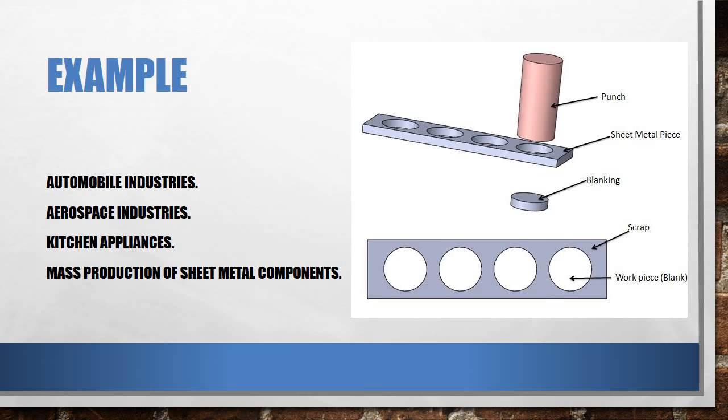An example. In the image we can see how this process works. The punch crosses the sheet metal piece, giving us blanking, scrap, and the workpiece blank. And this is commonly used in automobile industries, aerospace industries, kitchen appliances, mass production of sheet metal components.